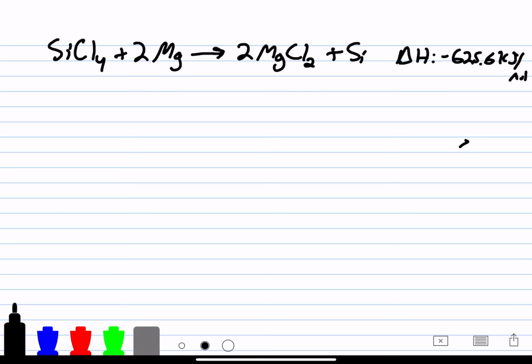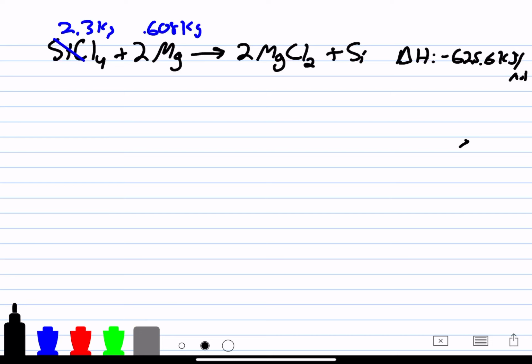It's asking us now, what is the enthalpy change when 0.608 kilograms of magnesium reacts with 2.3 kilograms of silicon tetrachloride? Okay, so the first step we need to do here is find the limiting reagent. So we can do that just by taking the amount of grams of each substance and dividing it by the molar mass. So let's do that.